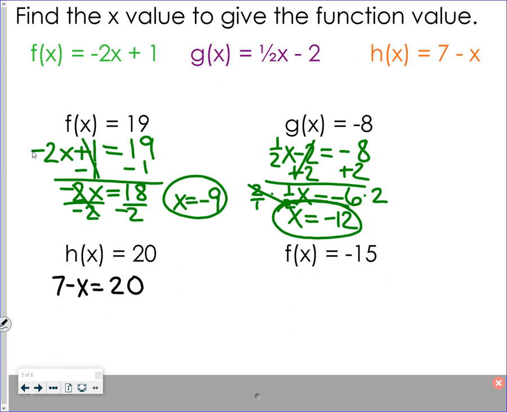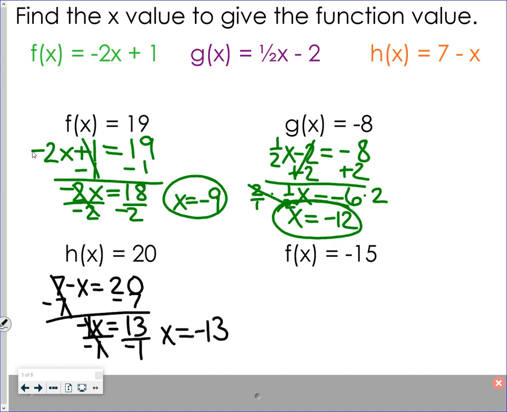x has to be a negative number. We have to be doing 7 minus a negative number to turn it into an addition. So I'm going to subtract 7. And I'll really have negative x, or negative 1x, equals 13, and then I'll divide by negative 1. So x is going to be negative 13. And if you check that, that does make sense, because 7 minus a negative 13 does give me a positive 20.